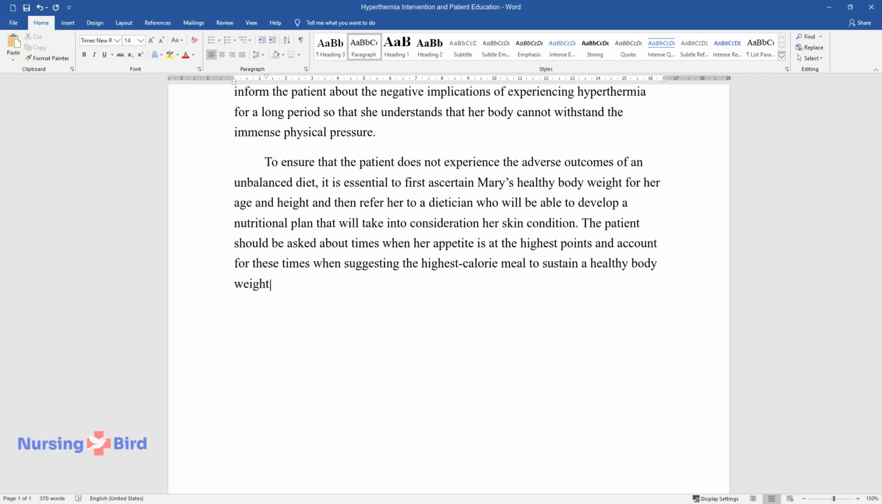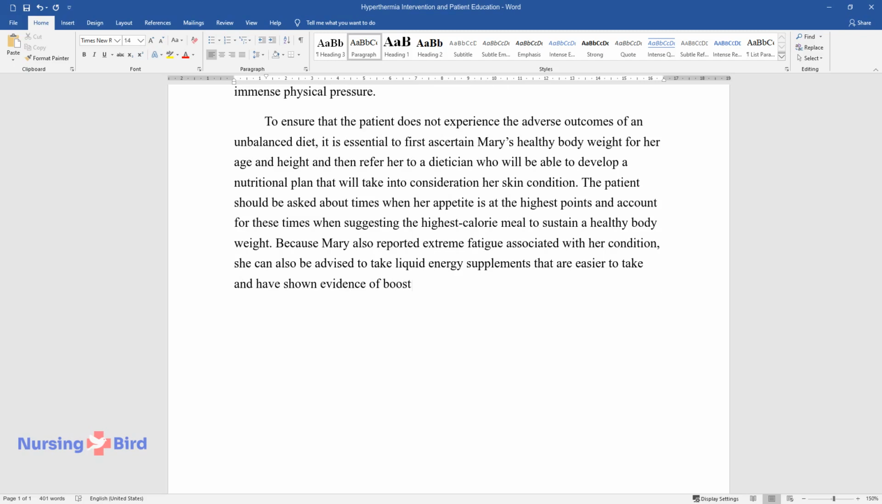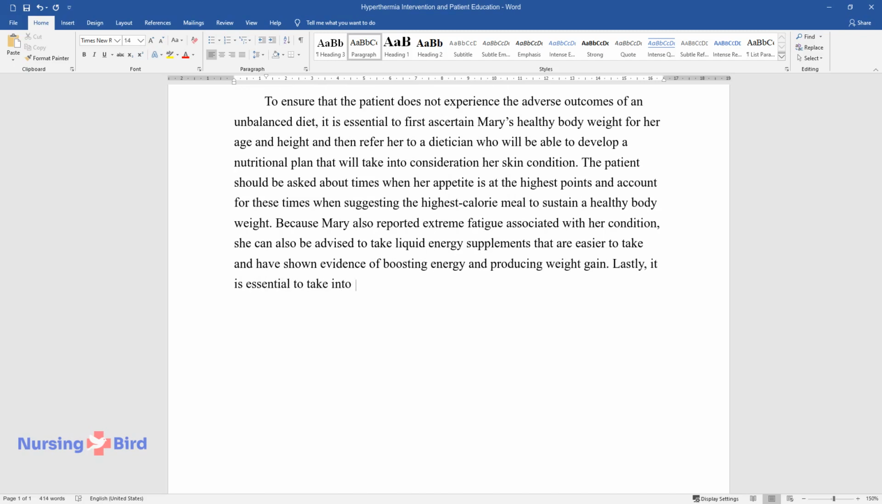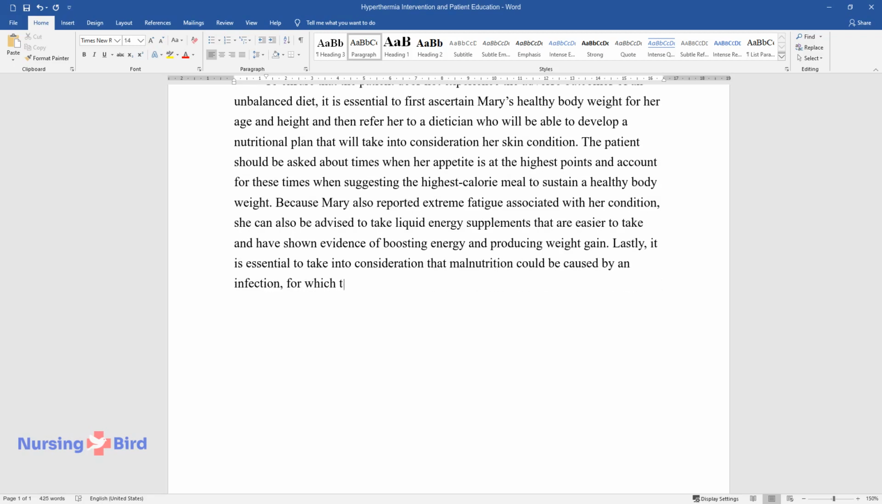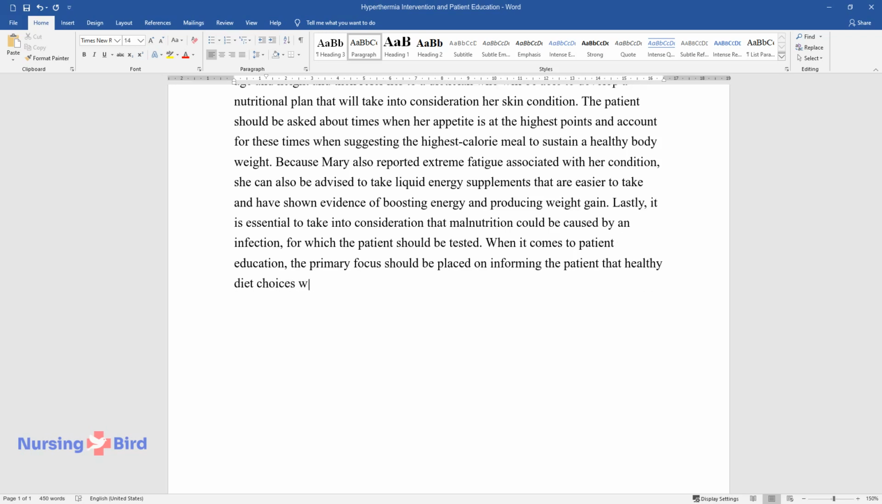Because Mary also reported extreme fatigue associated with her condition, she can also be advised to take liquid energy supplements that are easier to take and have shown evidence of boosting energy and producing weight gain. Lastly, it is essential to take into consideration that malnutrition could be caused by an infection, for which the patient should be tested. When it comes to patient education, the primary focus should be placed on informing the patient that healthy diet choices will contribute to her recovery.